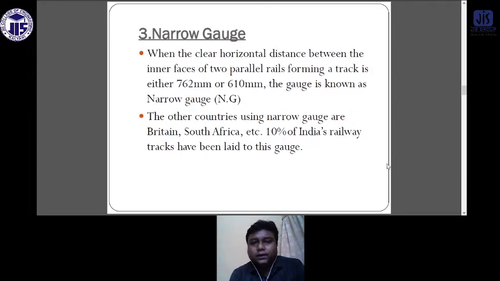When the clear horizontal distance between the inner faces of two parallel rails is either 762 millimeter or 610 millimeter, the gauge is known as the narrow gauge. Countries other than India, such as Britain and South Africa, are also using this narrow gauge. Only 10% of Indian railway is laid on this gauge. So 50% is on broad gauge, 40% on meter gauge, and 10% on narrow gauge.